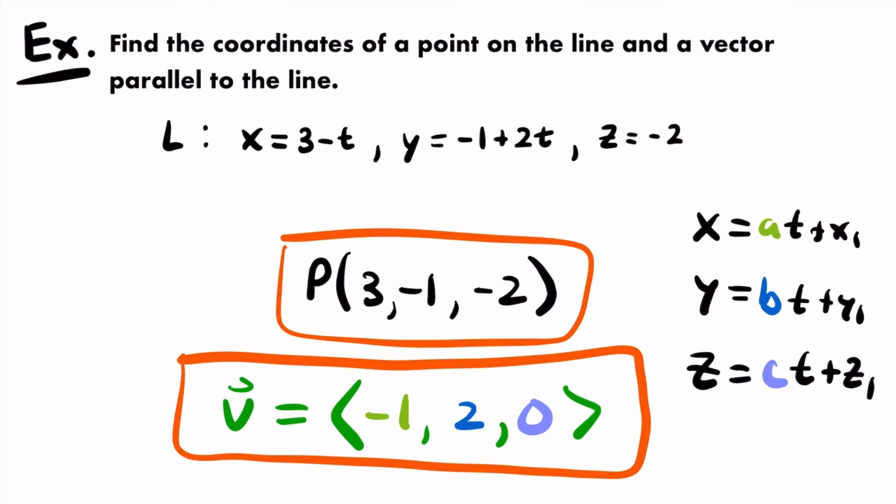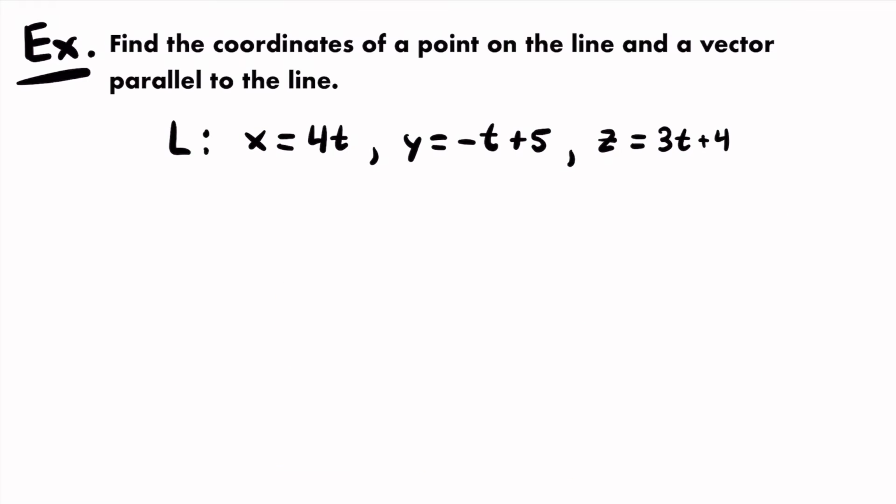All right, let's take a look at another example. Next up, we have a similar example. Once again, we want to find the coordinates of a point on the line and a vector parallel to the line given this line right here. And once again, we're given a line in parametric form, so this should be pretty quick this time. Now that you've seen one example of this, finding a point on this line and a vector parallel to this line should be a pretty quick process.